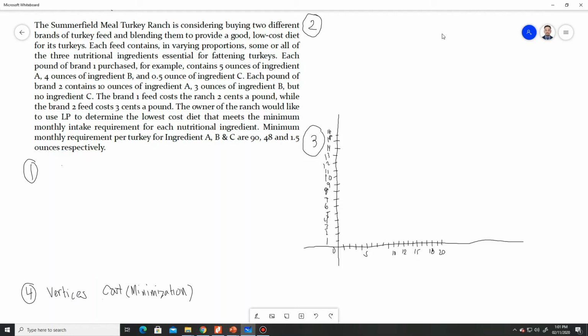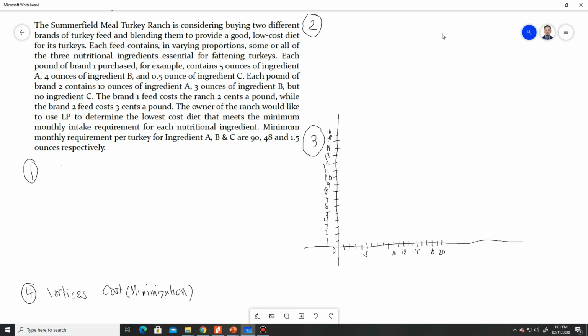Good day. Here we are to solve a linear programming minimization problem using the five-step method, or we are to solve this using the graphical and corner point solution method.